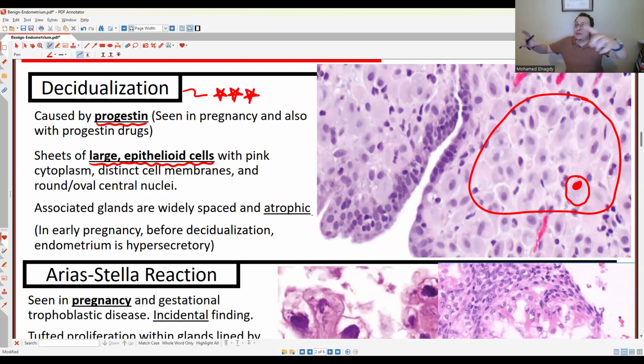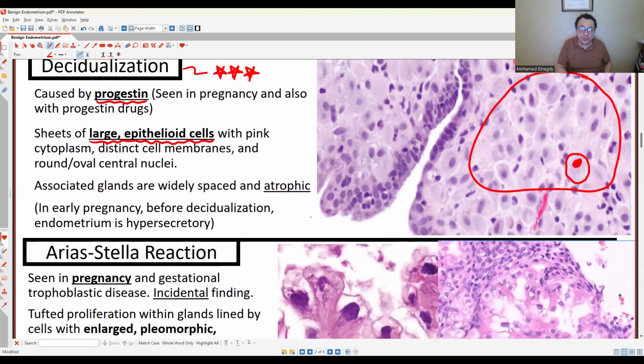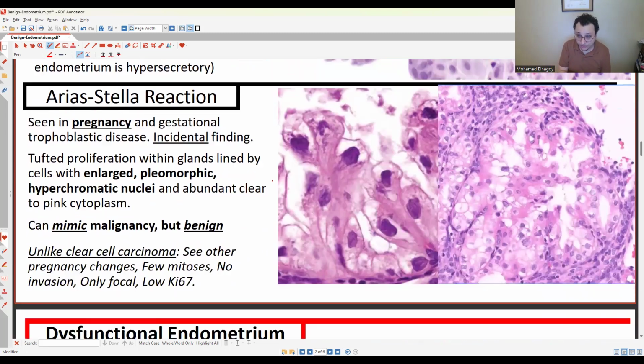If you look at the stroma, you will see the decidualized stroma, or the large epithelioid cells. This means that you're looking at a decidualized endometrium, okay? So the decidualization is caused by progestin, and it leads to large epithelioid cells, and the glands become very widely spaced and atrophic. This is very important. Atrophic because the progesterone acts as an anti-estrogen, unfortunately.